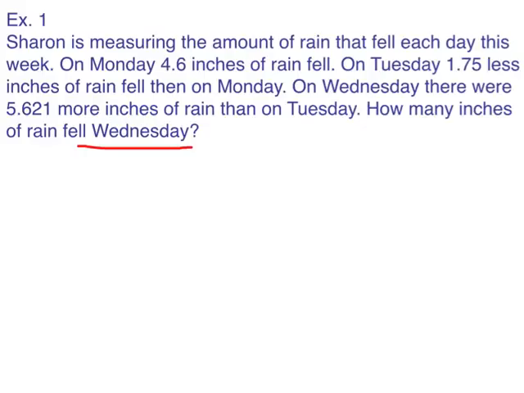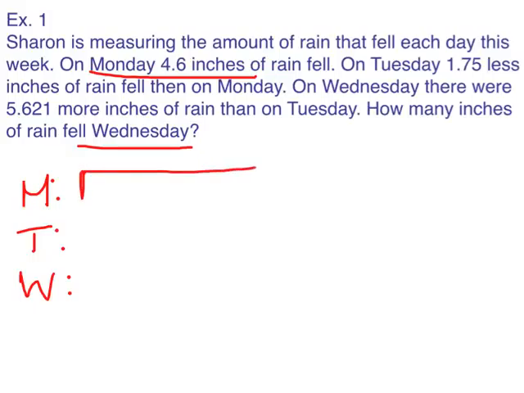So in this problem, I'm trying to solve for how many inches of rain fell on Wednesday. But first, I need to know how many fell on Monday and on Tuesday. An easy way to organize my thoughts is by drawing a model of each day. Let's think about what we know. On Monday, 4 6/10 inches of rain fell. I'm going to draw a bar and represent it with 4 6/10 inches of rain.